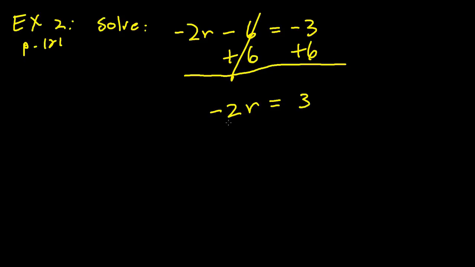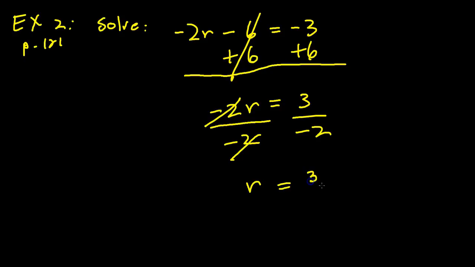And now you don't want to solve for negative 2r, you want to solve for r. So I'll divide both sides by negative 2. Of course, the negative 2's cancel on the left-hand side. I'm left with r all alone. That's what I'm looking for. And I end up with 3 over minus 2.